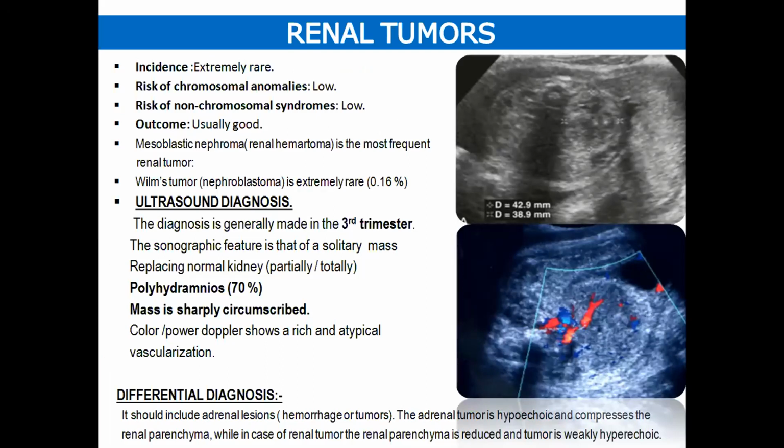Renal tumors are a rare anomaly. The outcome is usually good. It's a mesoblastic nephroma. Renal hamartoma is the most frequent renal tumor. The Wilms tumor is extremely rare, and the ultrasound diagnosis is usually made in the third trimester, showing a solitary mass almost replacing a normal kidney.